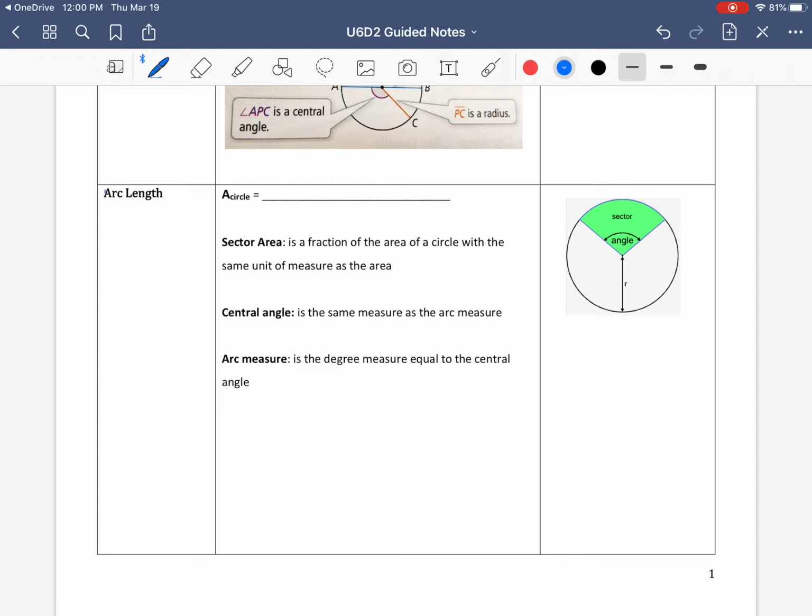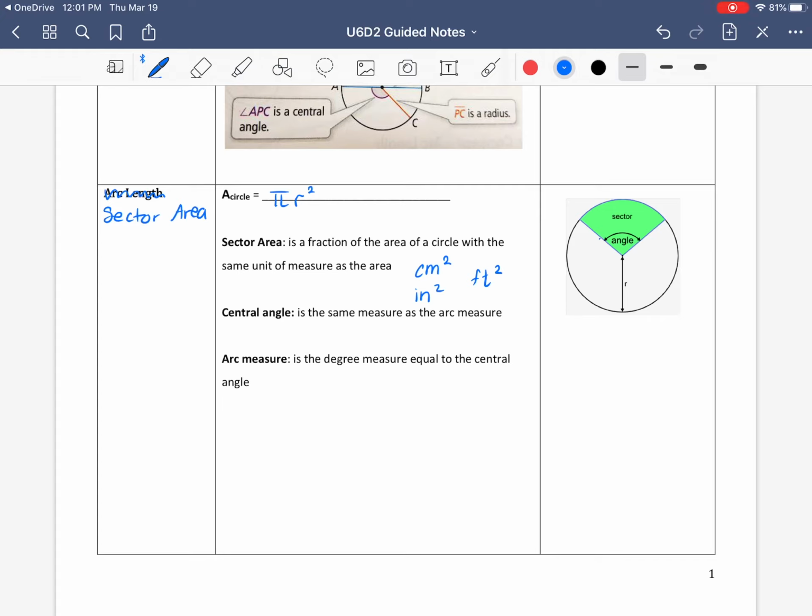Now when we are solving for the sector area, I think there's a typo. This section right here should say sector area. We need to use the area of a circle equation, and hopefully we have that memorized as pi r squared. Now, when we talk about sector area, it is a fraction of the area of the circle, and it has the same units as area does. So if it's in centimeters squared, it can be in inches squared, feet squared, etc.